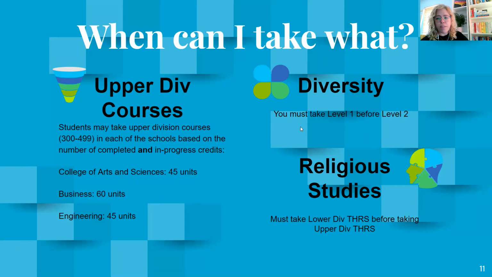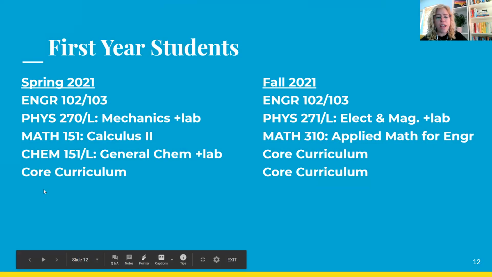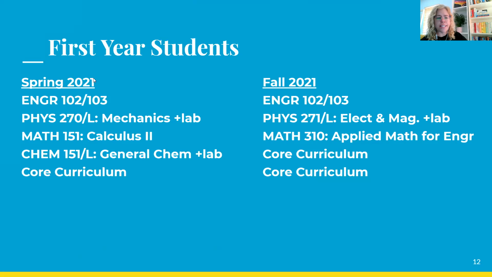Also, for diversity, level 1 must be completed before level 2. You cannot take them at the same time or in the opposite order. Same thing with religious studies: your lower division must be completed before you take your upper division, and you cannot take both in the same semester. If you're a first year student, you already know this information because I've already been in your class, but you just want to continue with all this.